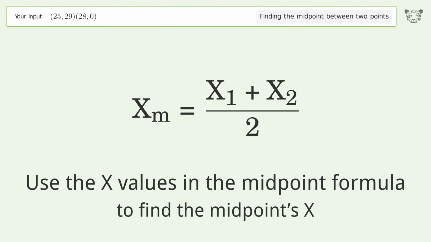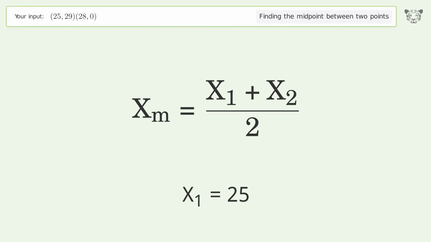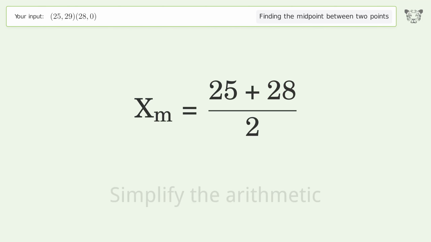Use the x values in the midpoint formula to find the midpoint's x. x1 equals 25. x2 equals 28. Simplify the arithmetic.